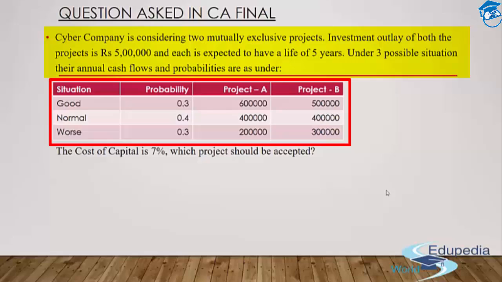The cost of capital which has been provided to us is 7%. All we need to do is tell the examiner which project should be accepted. Are you guys clear with this?